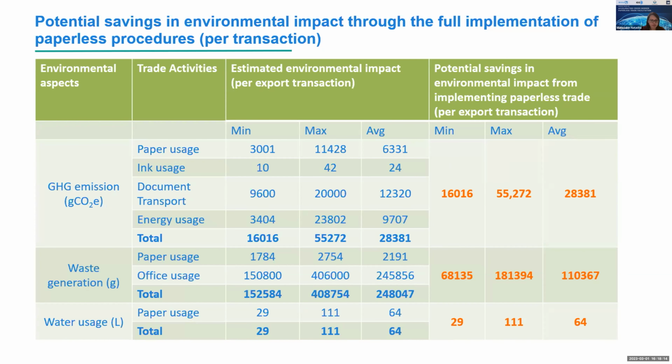Now, if we see the potential savings from this impact, if we fully implement the paperless procedures, from a high-level estimation, we see that we not only potentially save the paper-based greenhouse gas emission, but also we save the waste generation and water usage at the paper production level. Also, we cut down the productive hours, thus reducing the manpower and subsequent energy and water consumption or waste generation in the workplaces as well. Thus, in a single transaction, going paperless has the potential to save a minimum of 16 kilograms of greenhouse gas emission, which can be translated as one tree being equivalent to the savings from one transaction. Also, a minimum of 68 kilograms less waste can be generated, and 29 to over 100 liters of water can potentially be saved through going paperless.